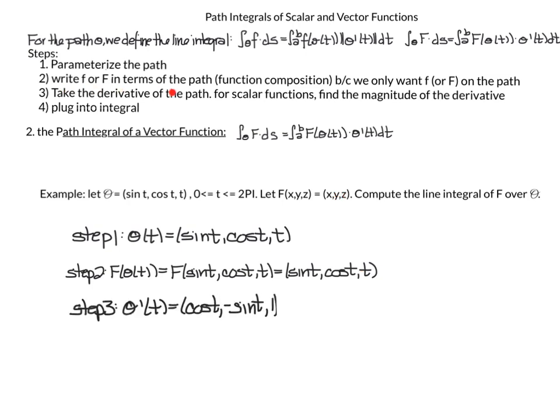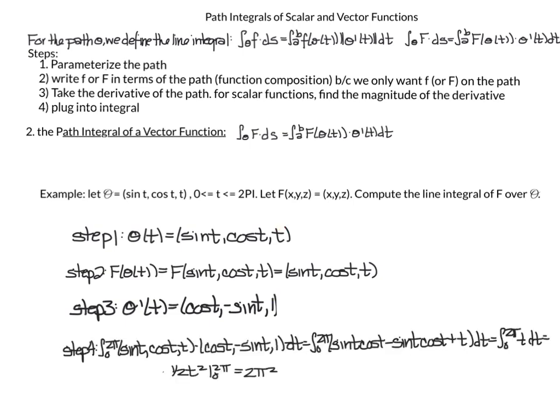The third step is take the derivative of the path. So sigma prime of t, derivative of sine is cosine, derivative of cosine is negative sine, derivative of t is 1. And finally, we can plug into the integral. So here is the integral we're going to use. So a to b, integral from a to b. So a to b is given to us by our path. I really should have written that here. Our integral is given by our path. T goes from 0 to 2 pi.